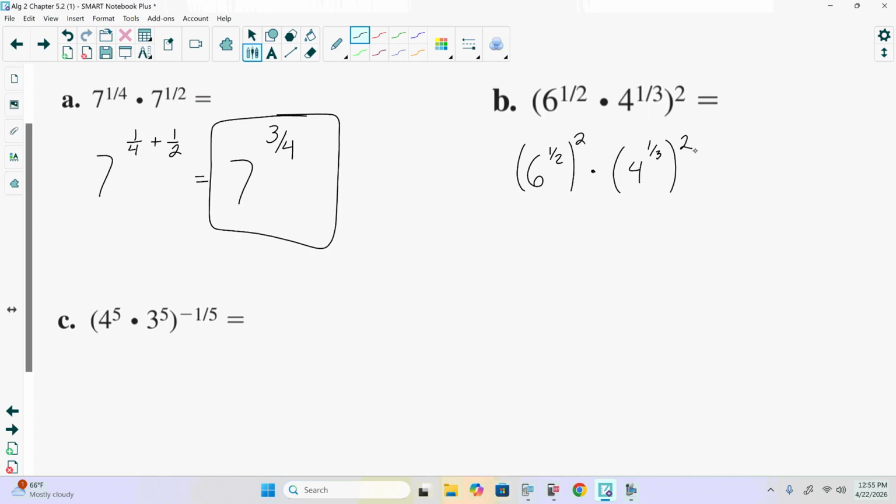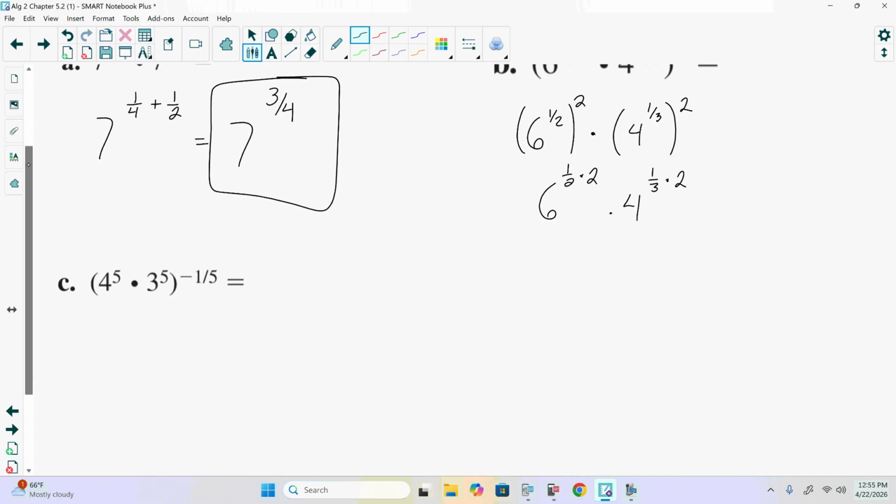But that also gives us a power of a power, which means we're going to multiply those powers together. So we'd have 6 to the 1/2 times 2 being multiplied by 4 to the 1/3 times 2. Well, 1/2 times 2 is 1, giving us 6 to the 1st, or we can just say 6, times 4 to the 1/3 times 2 is 2/3.